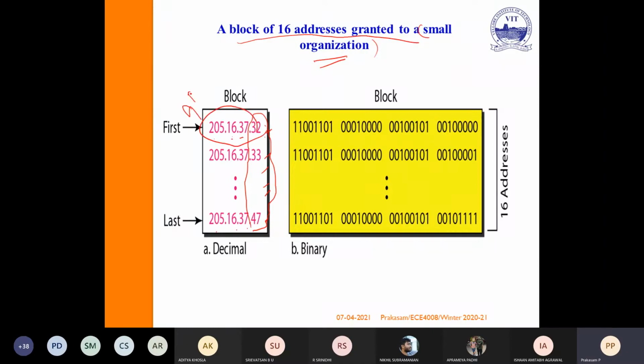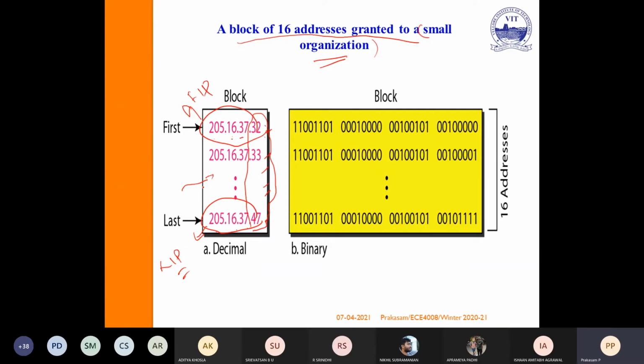This is the first IP address. So this is the last IP address, the last host ID. It varies from 32 to 47. So here we are giving the entire block address from 32 to 47. But mostly in a problem, we won't give the entire first address to last address. We will give any one IP address in this particular block.